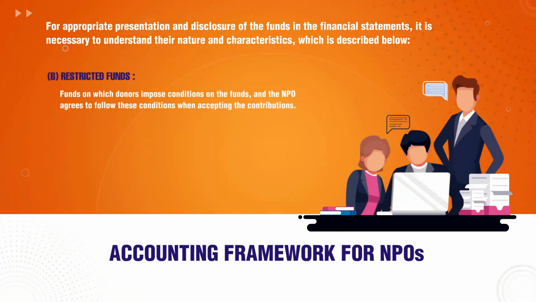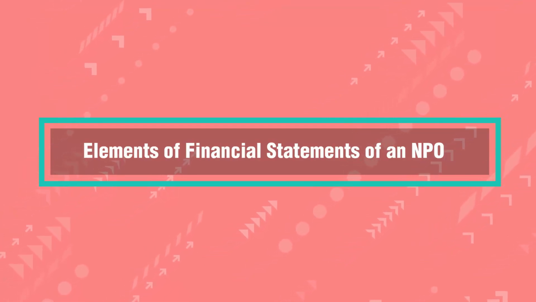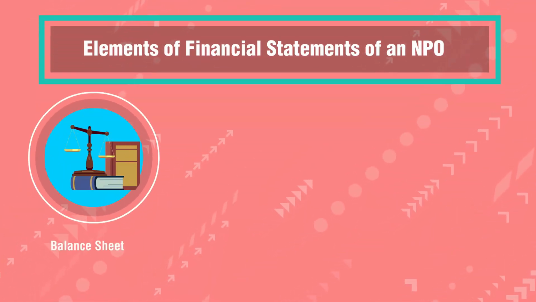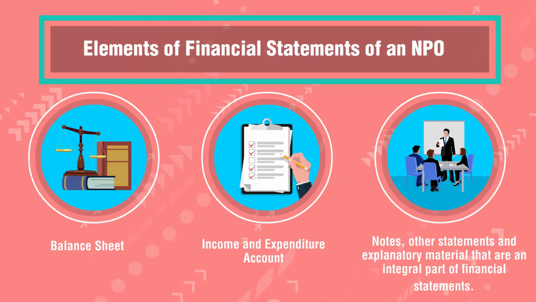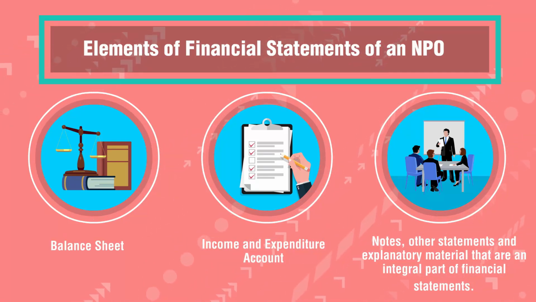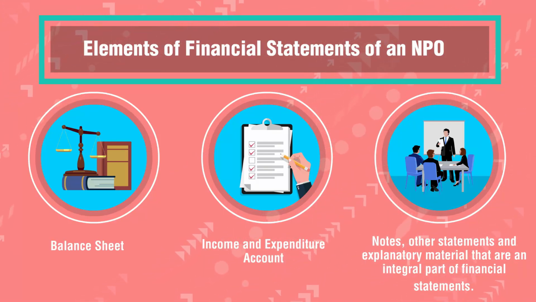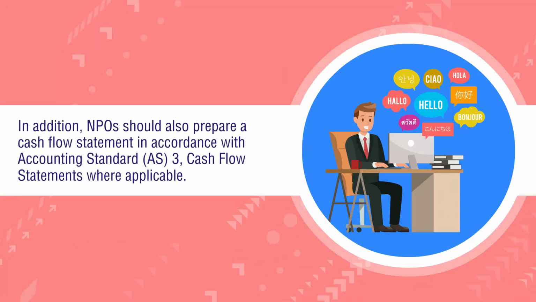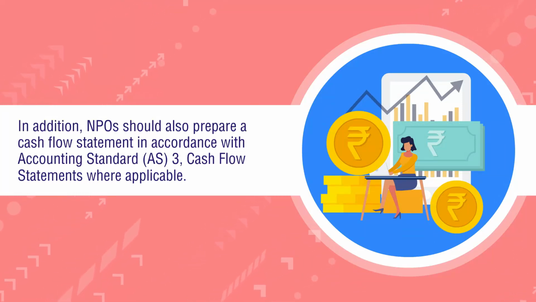Restricted funds. These are the funds on which donors impose conditions and the NPO agrees to follow these conditions when accepting the contributions. Elements of financial statements of an NPO. The basic financial statements relevant to an NPO are balance sheet, income and expenditure account, notes, other statements, and explanatory material that are an integral part of financial statements. They may also include supplementary schedules and information based on or derived from and expected to be read with such statements. In addition, NPOs should also prepare a cash flow statement in accordance with Accounting Standard AS 3, Cash Flow Statements, where applicable.